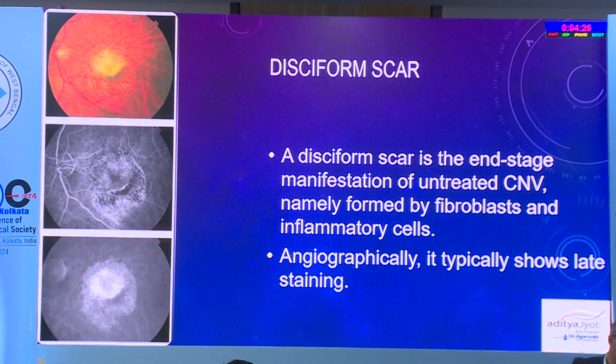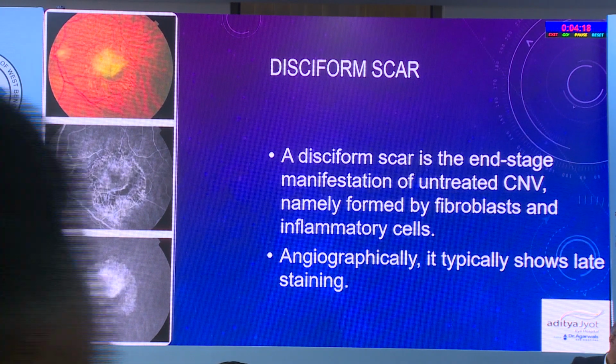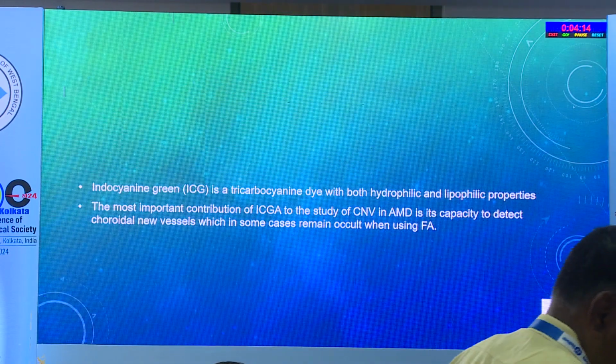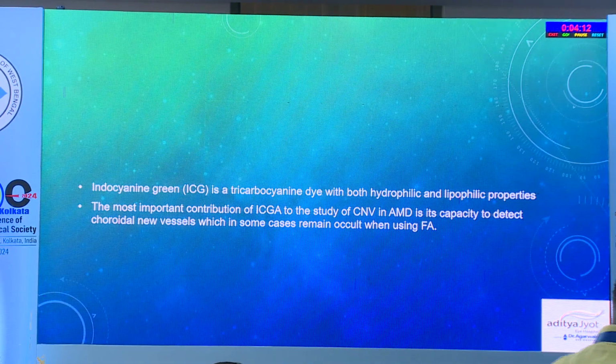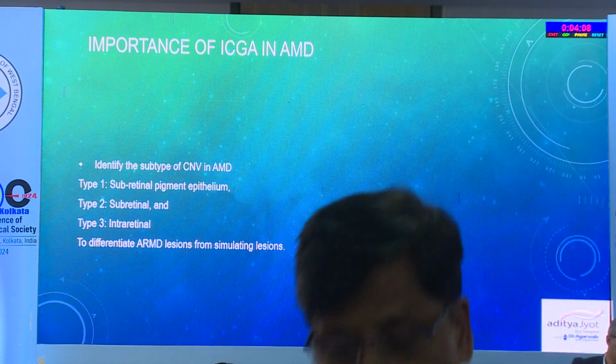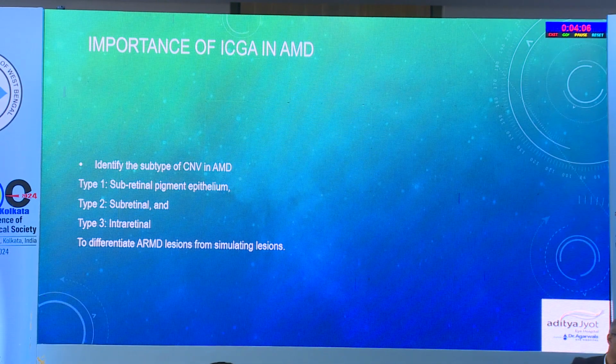A disciform scar is the end stage manifestation of untreated CNV, formed by fibroblasts and inflammatory cells. Angiographically it typically shows late staining. And ICG angiography in ARMD, we know what it is, and the importance of ICGA is to identify the subtype of CNVM in AMD, the type 1, type 2, type 3, to differentiate ARMD lesions from simulating lesions.